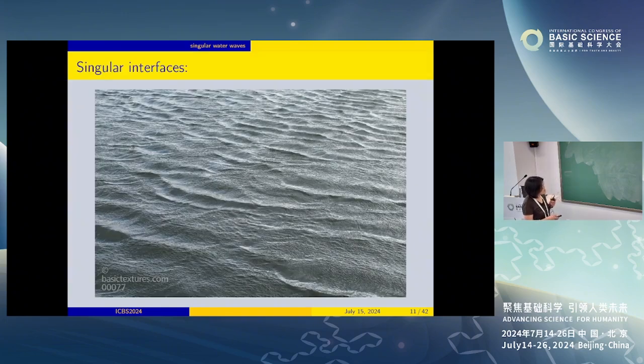Okay, so now this is what we want to see, right? We often see things like this in the ocean. So the question is, how do we understand these kinks there?